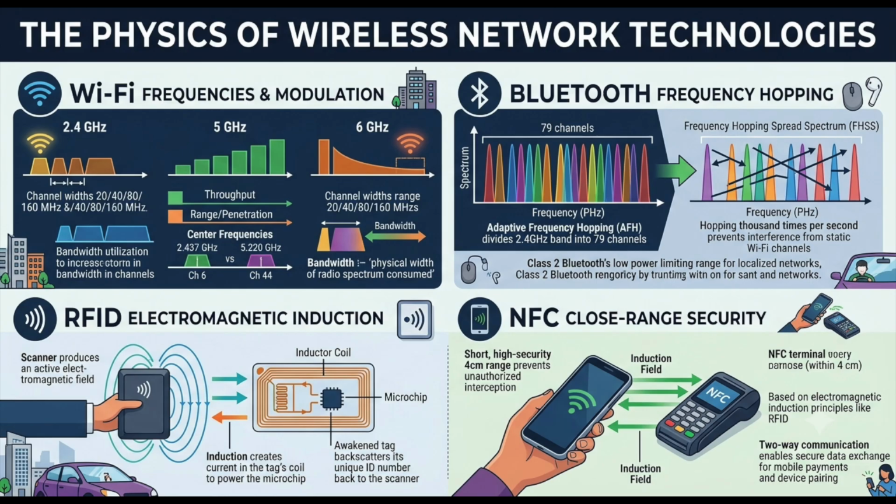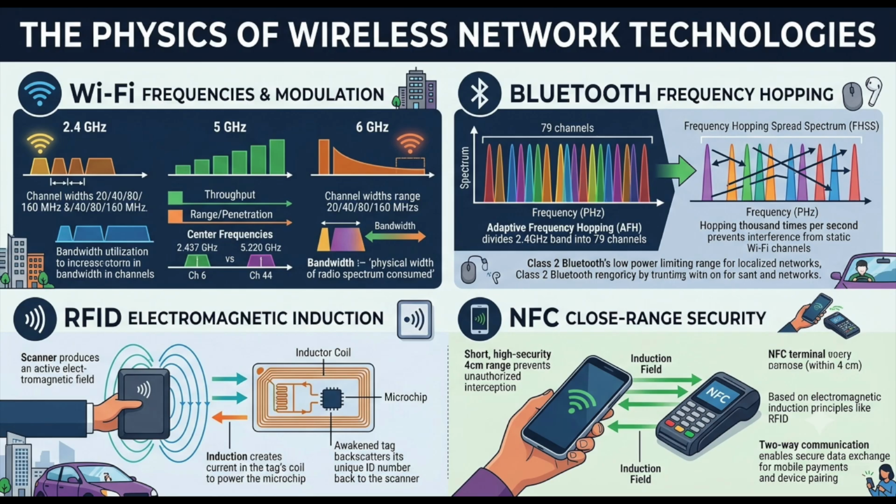Right, because bandwidth is the literal physical width of the radio spectrum you are consuming. So if you center your transmission at 2.437 gigahertz, but you're using a 20 megahertz bandwidth, your signal spreads 10 megahertz above and 10 megahertz below that center point. Okay, I see. You are physically occupying that entire chunk of the spectrum to push your data. And wider bandwidths allow for vastly higher data throughput. I mean, a 160 megahertz channel can carry an immense amount of data compared to a 20 megahertz channel.